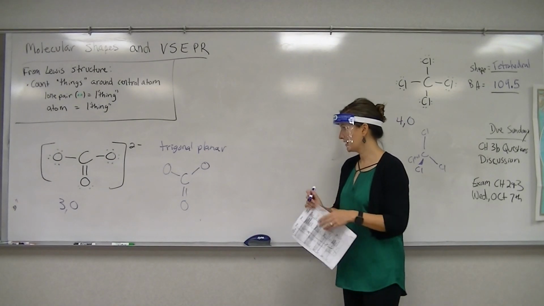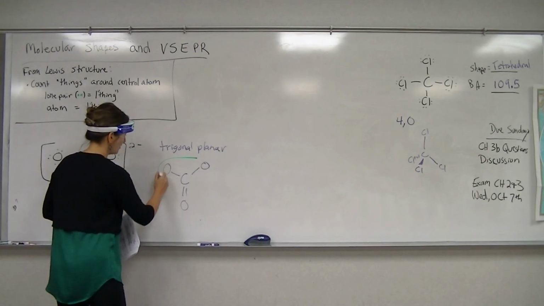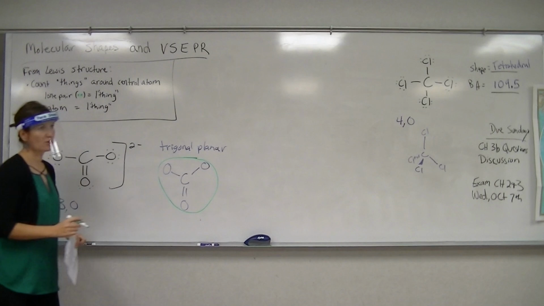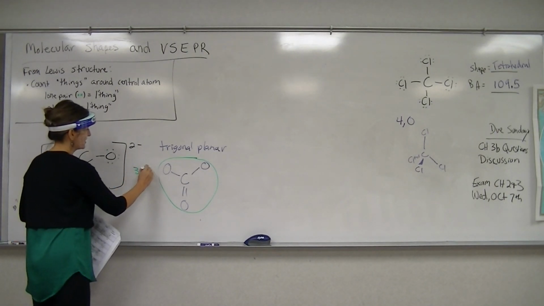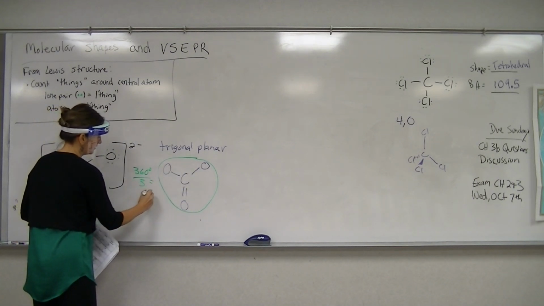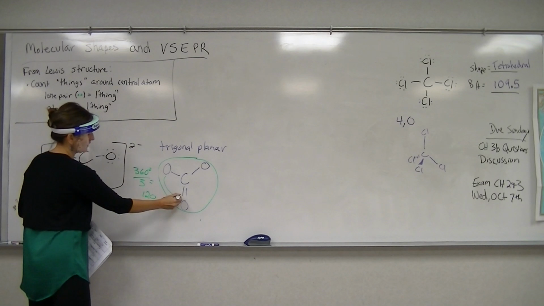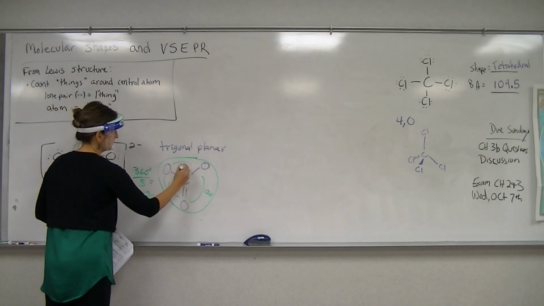And the angles on this are going to be 120, because if you think of a circle, a circle is 360 degrees, right? So if we take that circle that's 360 degrees and divide it by 3, we get 120, and that's what these bond angles are right here. 120, 120, and 120.